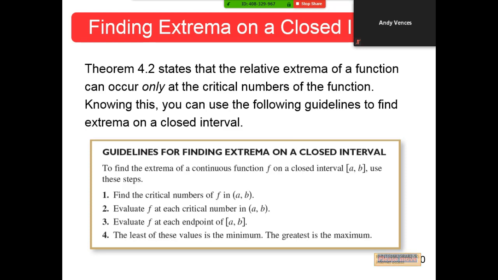Relative extrema occur within the interval. They do not include the endpoints. So when you do deal with a closed interval, you have to consider the endpoints. So here are the guidelines for finding extrema on a closed interval. To find the extrema of a continuous function f, it needs to be continuous, on a closed interval a to b that includes a and includes b and everything in between, use the following steps.